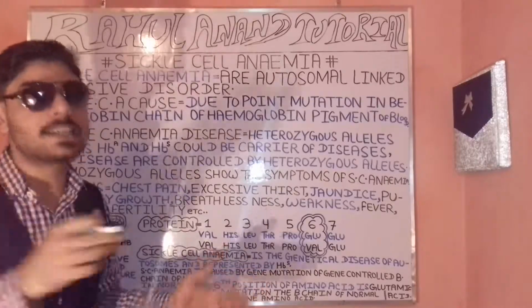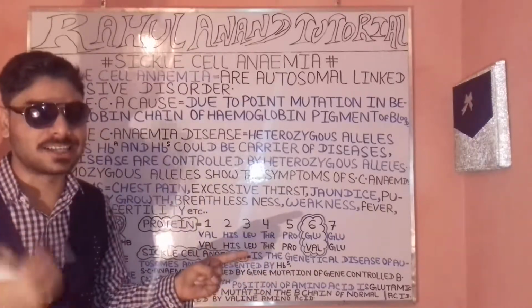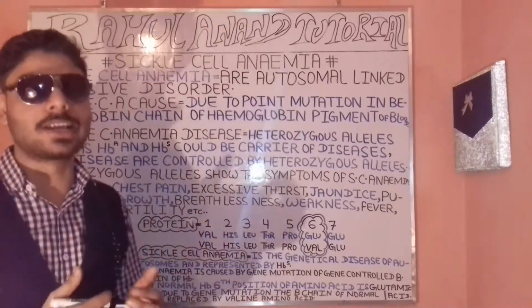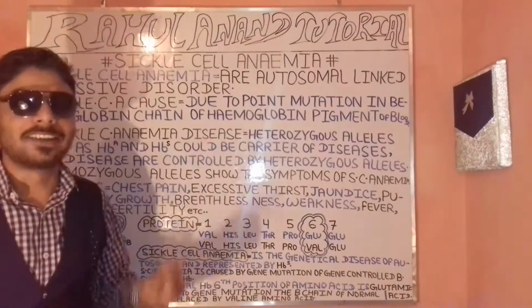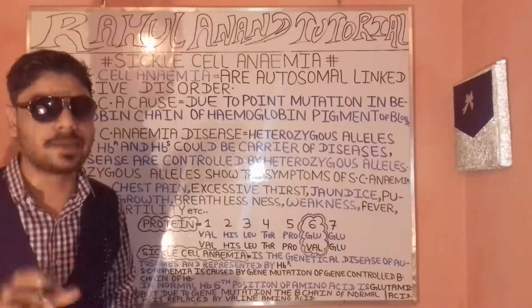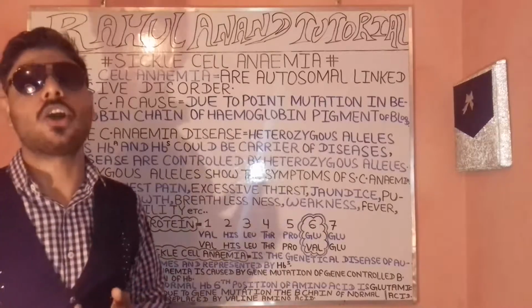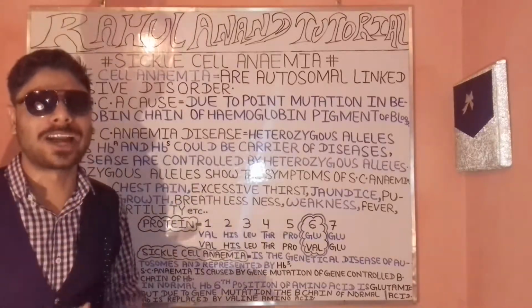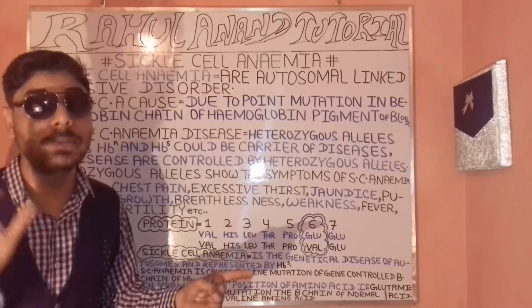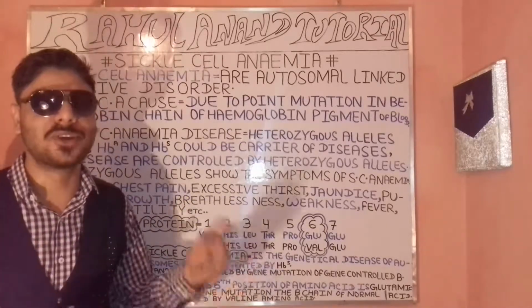When we are talking about sickle cell anemia, it is an autosomal linked recessive disease. Now, how is sickle cell anemia caused? It is caused by a point mutation of the beta globin chain of the hemoglobin pigment, which is found in your blood.